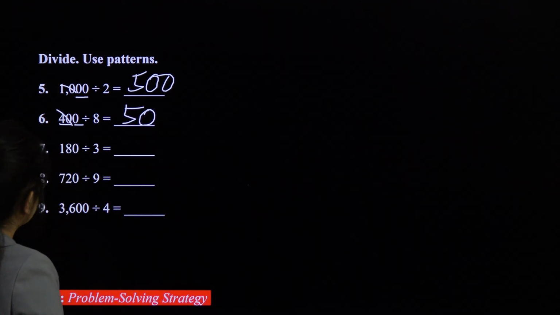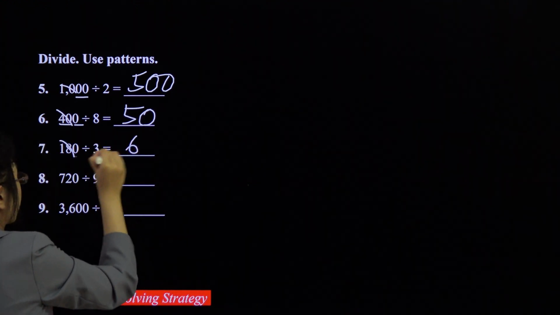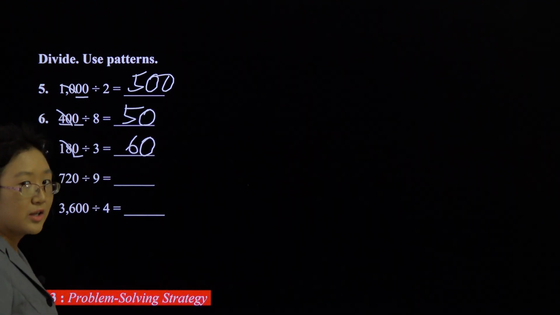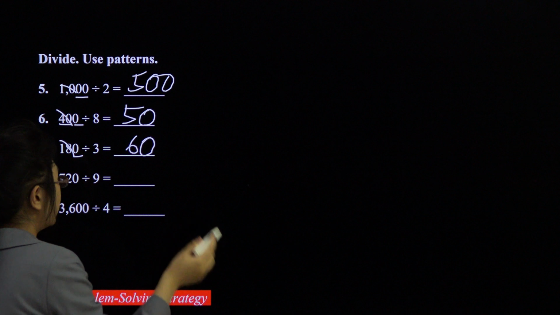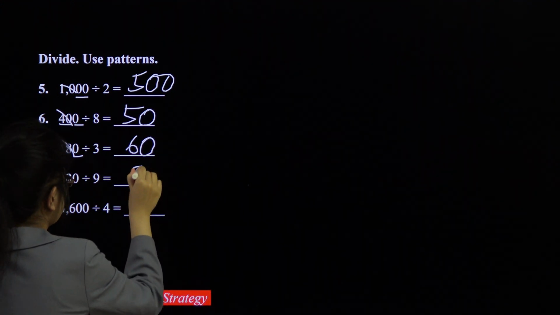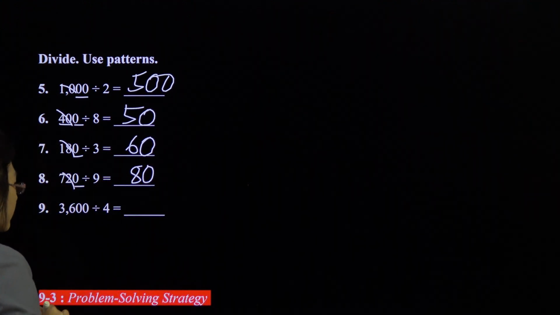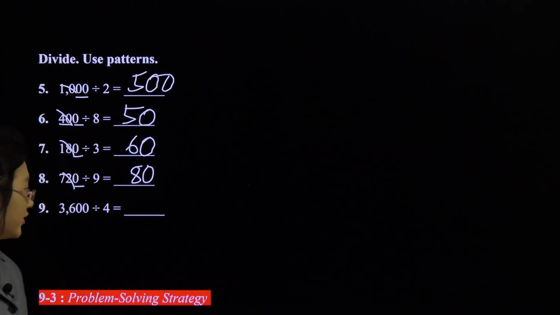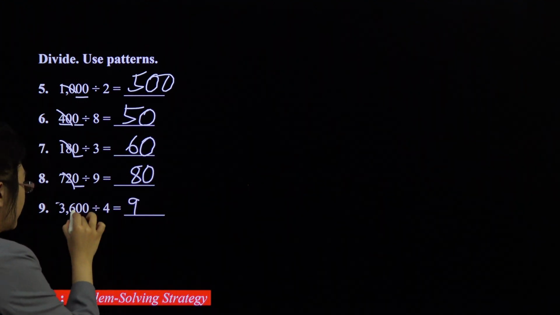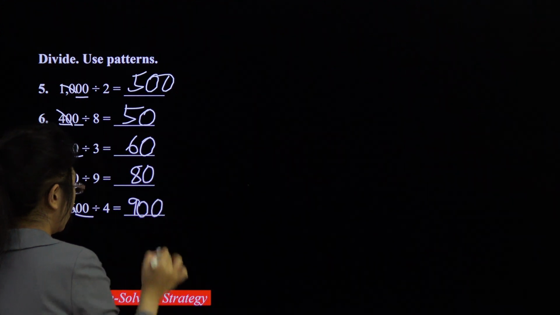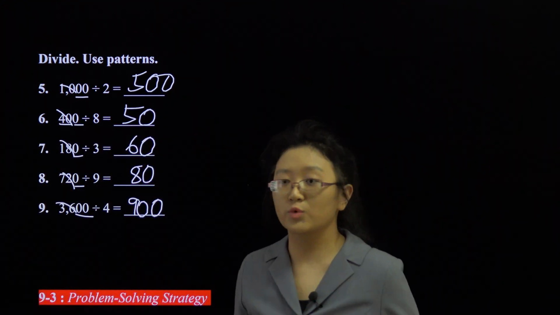180 divided by 3. 18 divided by 3 is 6. 1 0 left. 60. 720 divided by 9. 72 divided by 9, 8. And then 1 0. 3,600 divided by 4. 36 divided by 4 is 9. And then there's 2 zeros. 900. Section 2 done. Now we move on to section 3.